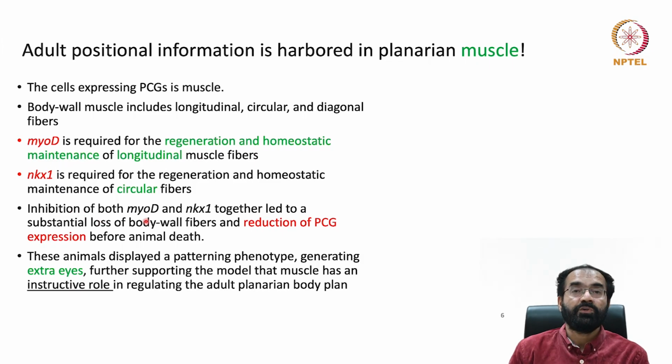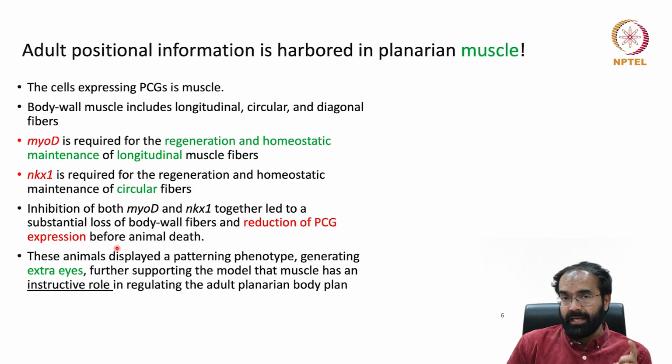And inhibition of both MyoD and NKX1 together leads to a substantial loss of body wall fibers and reduced PCG. That is what we are interested in, reduced PCG expression before animal death. That means a muscle is a muscle only when it is having MyoD or NKX expression.